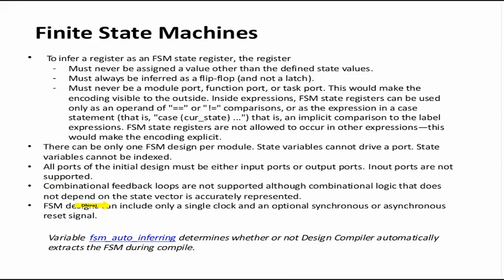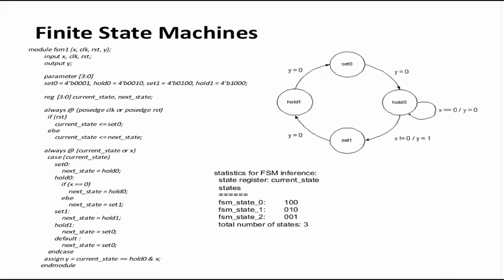An FSM should have only one clock, and an optional synchronous or asynchronous reset signal. This is again a variable which tells DC whether or not to automatically infer FSM. Let's look at one example here. You have 4 states: set 0, hold 0, set 1, hold 1. States are represented by parameters. It's a very good way of coding an FSM.